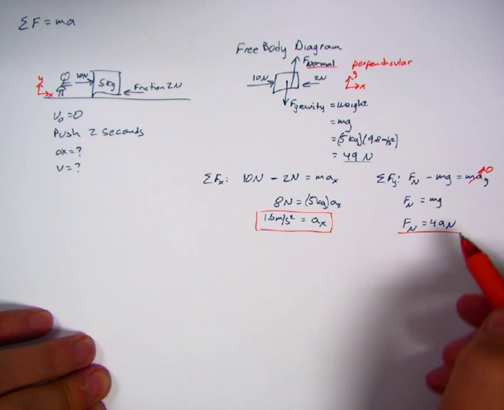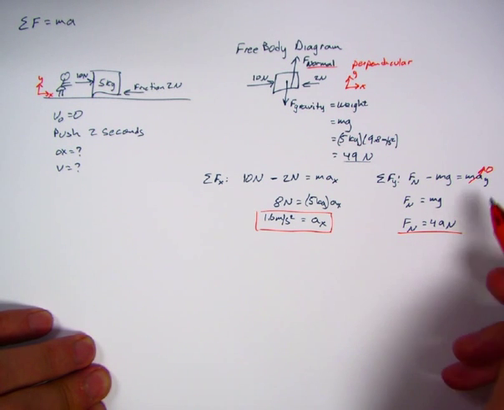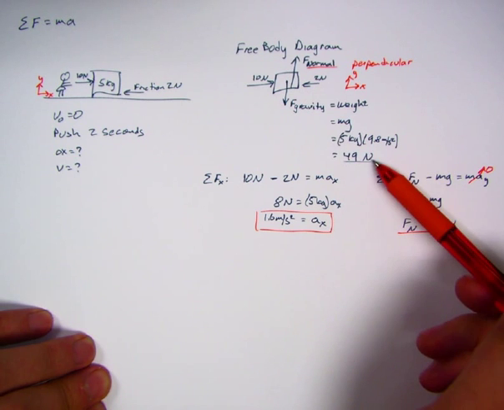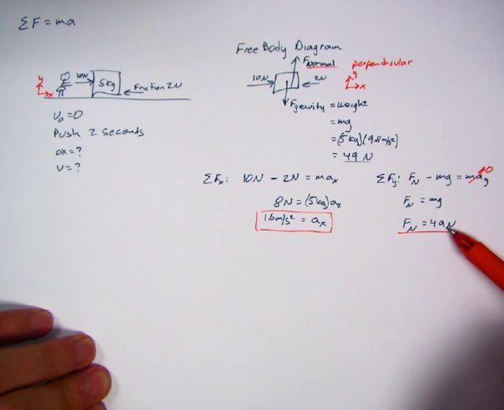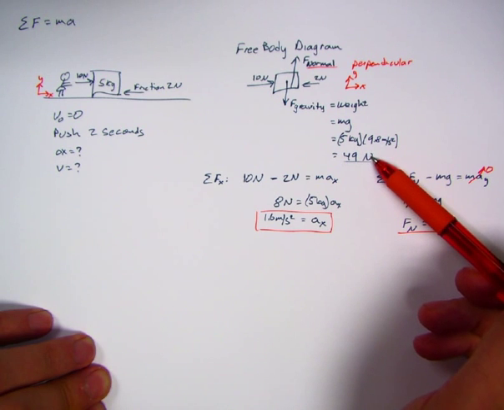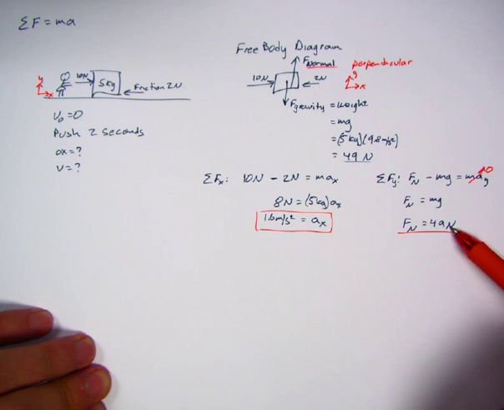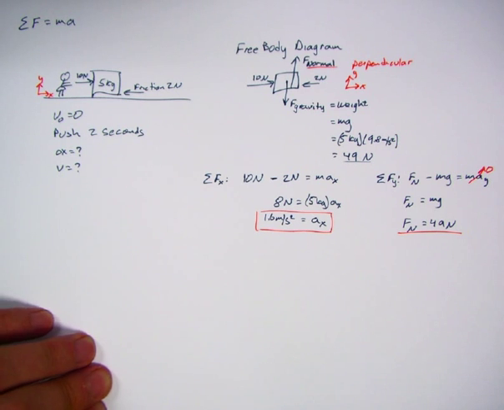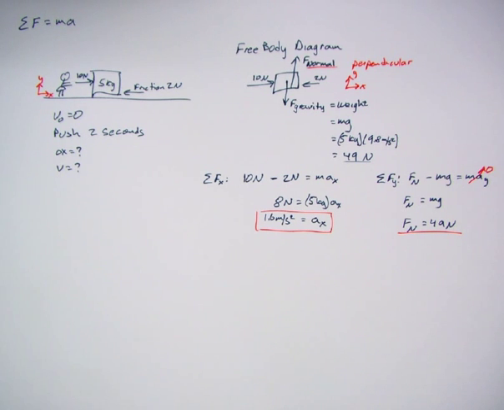We should note that that's not a partner force, right? It's not that the box pushes on the table with 49 newtons and the table pushes on the box with 49 newtons. This 49 newtons, the weight, is Earth pulls on box, and this is table pushes on box. So table, Earth, and box are 3 different things, so those are not partner forces.